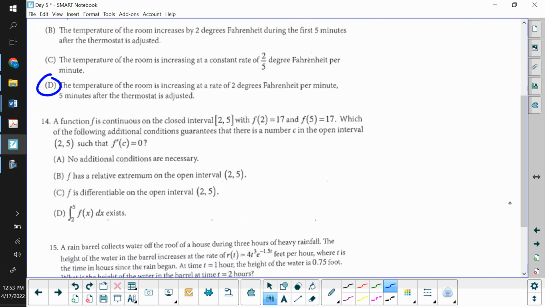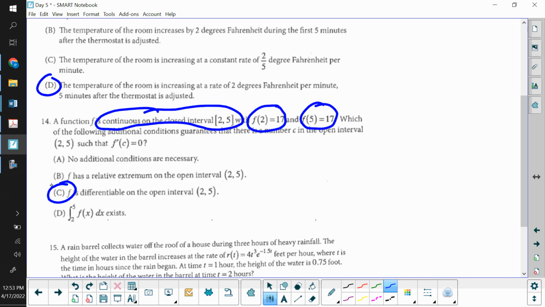14 is an accumulation function. Or sorry, 15 is the accumulation function. I'm getting ahead of myself. 14, we want to recognize because f of A is equal to f of B. We've got continuous on a closed interval. This is Rolle's theorem. The other thing we need for Rolle's theorem is we've got to be differentiable on the open interval. So therefore, that's choice C.